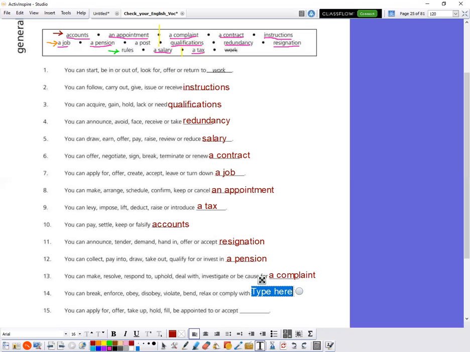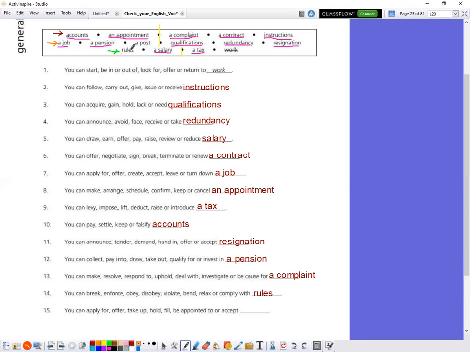Rules, yes. Rules. So the last one, the most difficult one as usual. A post. Yeah, a post. You can apply for, offer, take up, hold, fill, be appointed, or accept a post.